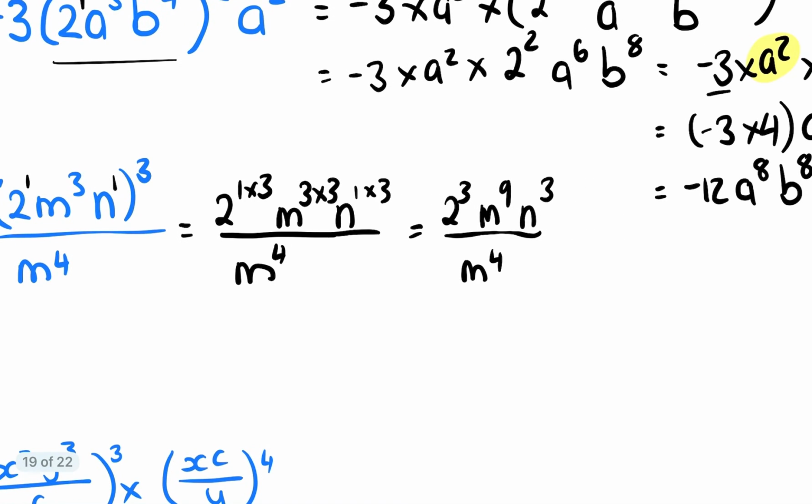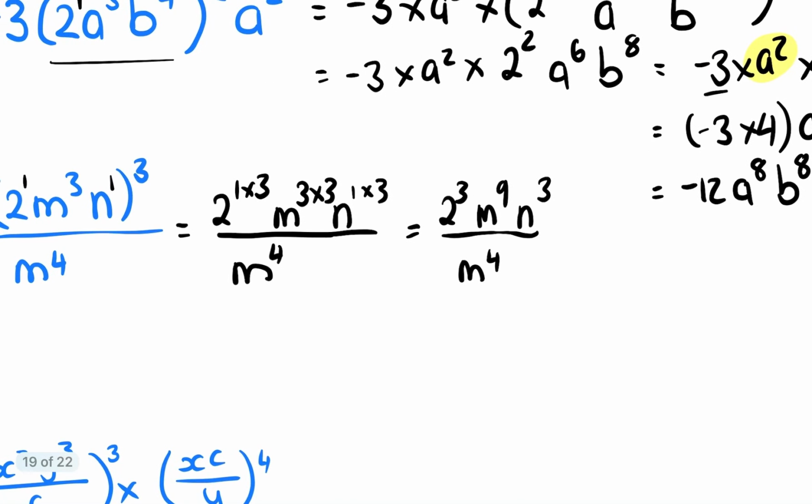We can simplify this to get rid of the bottom. Now we're just going to use index law 2, which tells us when division is involved and we've got the same bases, take away the powers. So here, the 2 to the 3 is going to stay because there's no other base similar to it.